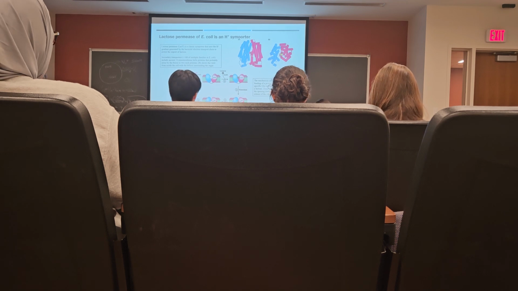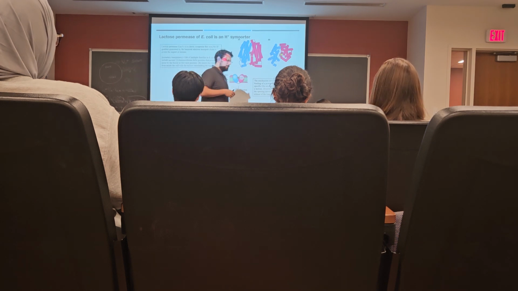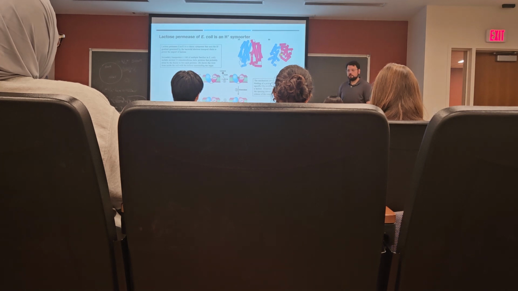So remember, biological neutral is somewhere around 7.4, 7.5. So let's say that we are at actual neutral, pH 7. That means the concentration of protons on the outside is going to be a little bit higher than the concentration of protons on the inside. So protons want to move in, right? And lactose wants to move out.